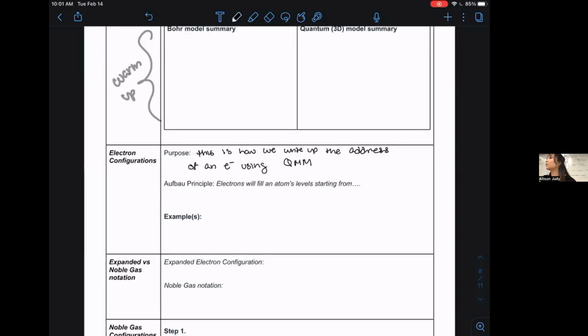So the first thing that we need to know is, I've told you this already, but we always assume electrons will fill an atom's level starting from the lowest to the highest energy level. That's what we've assumed. We've already been doing that, but that's actually called a name. It's called the Aufbau principle. It's German for build from the ground up. I don't know if that's the word for word translation, but that's the idea of the translation.